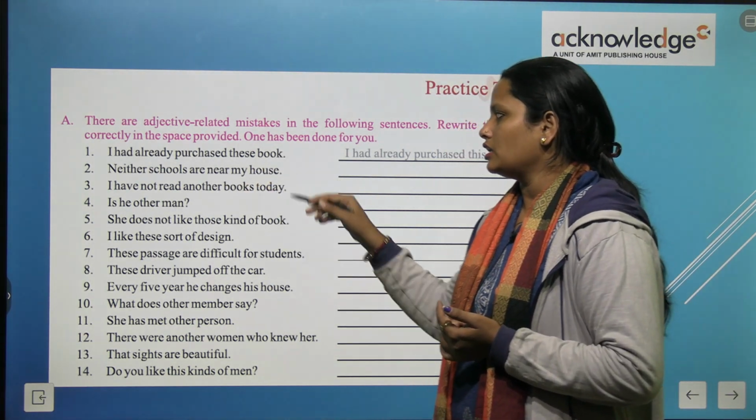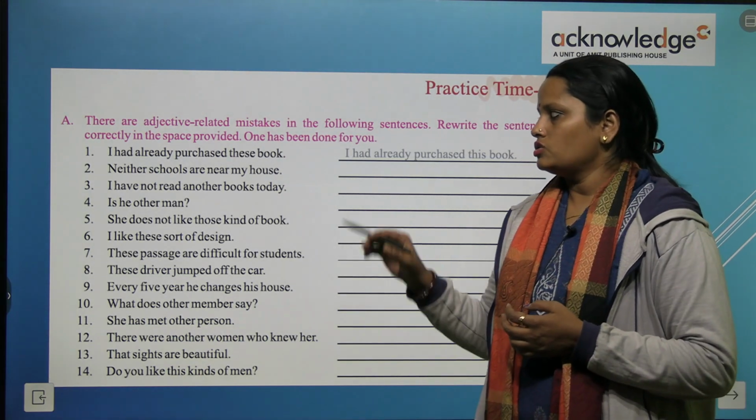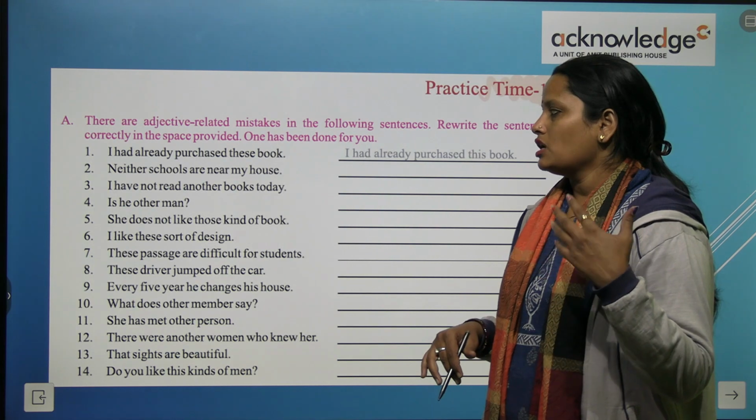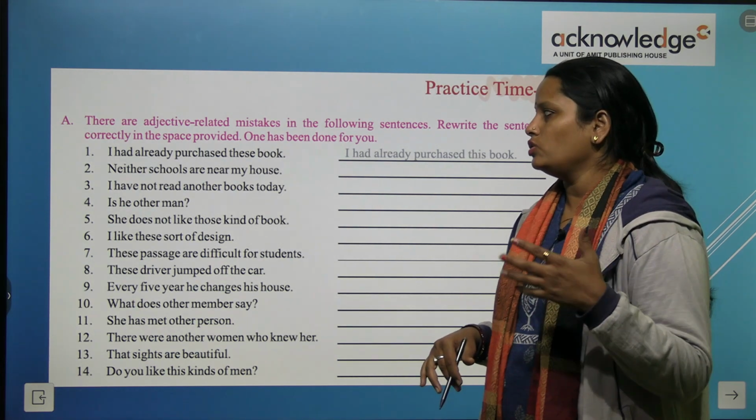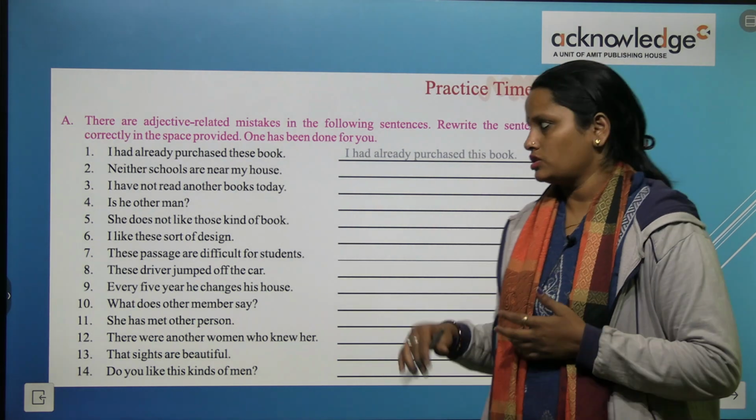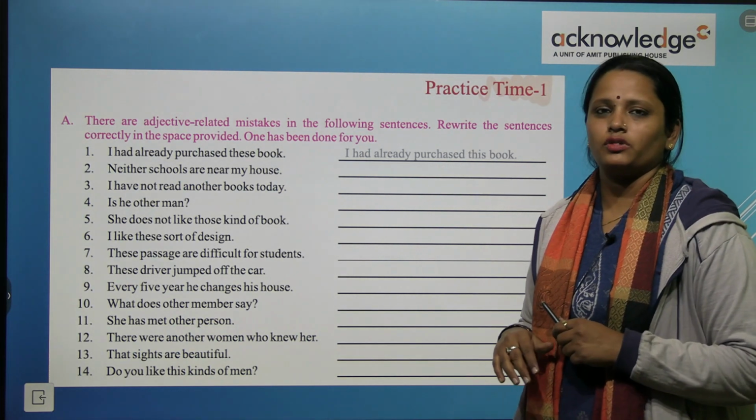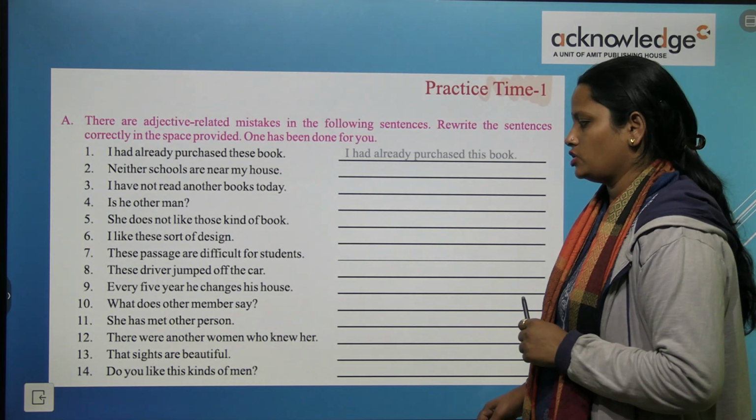Neither schools are near my house. So अब neither के साथ schools नहीं लगेंगे. Neither school is near my house. So this is the answer, children. Like this, you have to complete the rest of the exercise. It's your homework.